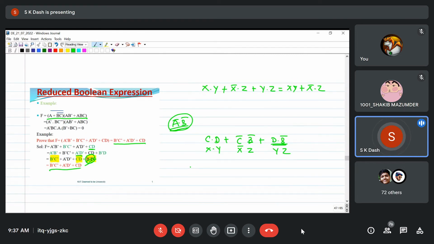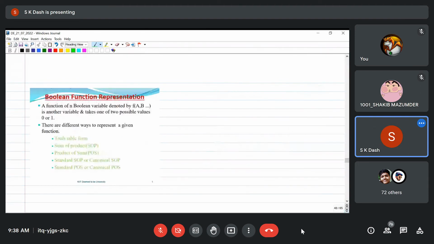Okay. So when you want to remove only one term explicitly, from there you will get an idea that you need to apply the consensus theorem. Okay. So this is about questions about different kinds of minimization. Go through the book to solve different questions regarding this minimization.